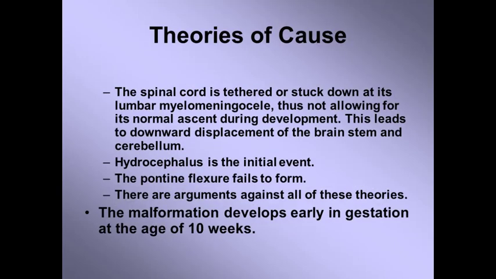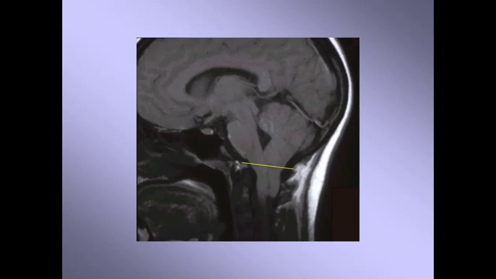There are a lot of theories for the formation of Arnold-Chiari. The spinal cord is tethered and stuck down in the lumbar myelomeningocele, thus not allowing normal ascent during development. This leads to downward displacement of the brainstem and cerebellum. Or hydrocephalus is the initial event, and the pontine flexure failed to form. There is argument about all these theories. The malformation occurs early in gestation, at the age of 10 weeks. Clear example: you can draw a line from the tip of the clivus to the opisthion, and more than 5 mm downward tonsillar herniation.